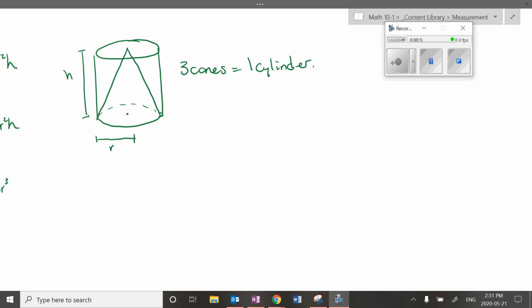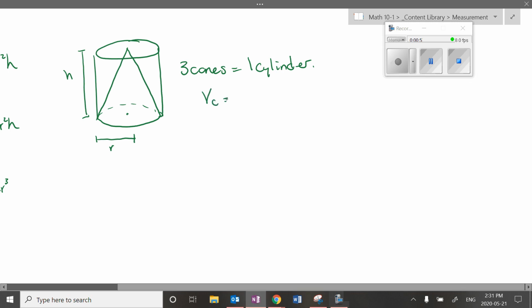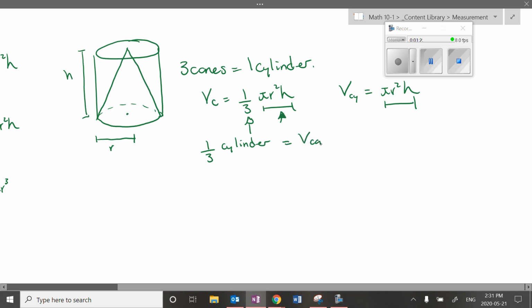When we write out these formulas, if I say my volume for my cone is 1/3 pi r squared h, the volume for my cylinder is pi r squared h. When I look at that, that pi r squared h is common on both. The only difference is this 1/3. So what that means is 1/3 of a cylinder, because this pi r squared h represents a cylinder, gives us the volume of a cone. So that one's not as tricky.